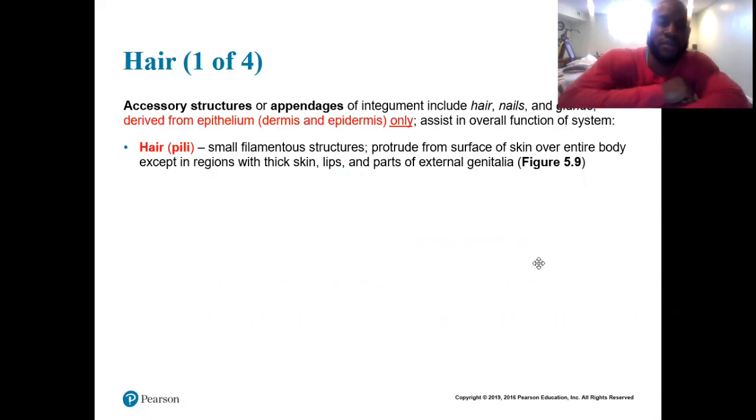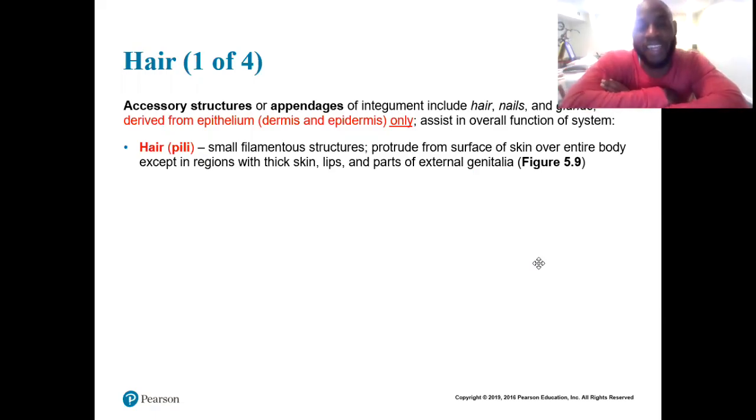All right, so we have the hair, which is an accessory structure. Everybody knows what hair is. I have a beard. I used to have more hair on top of my head, but currently that is not the case. But it's one of the accessory structures or appendages of the integumentary system.